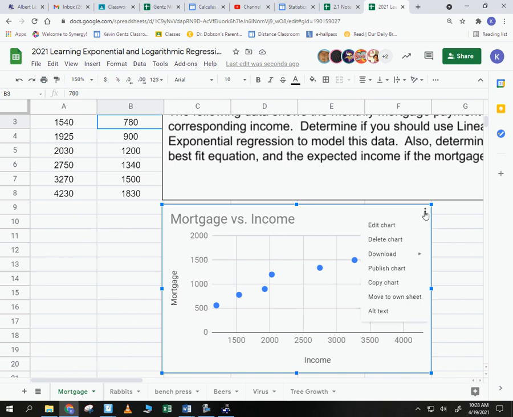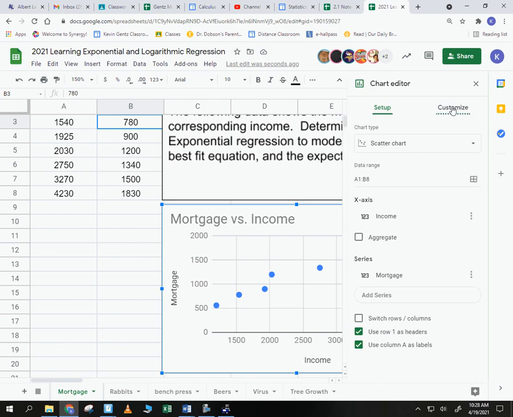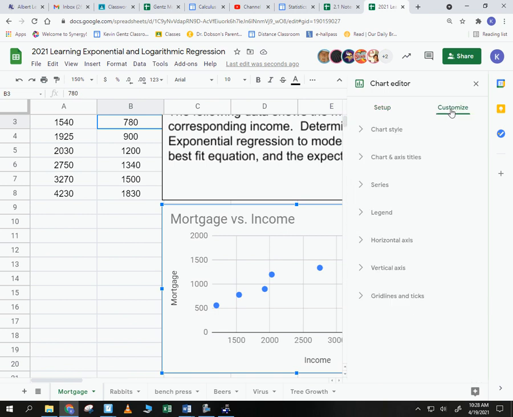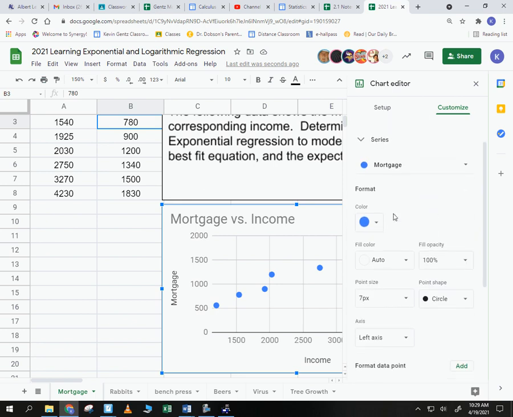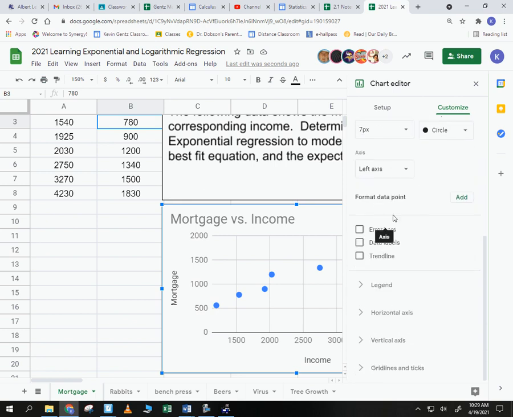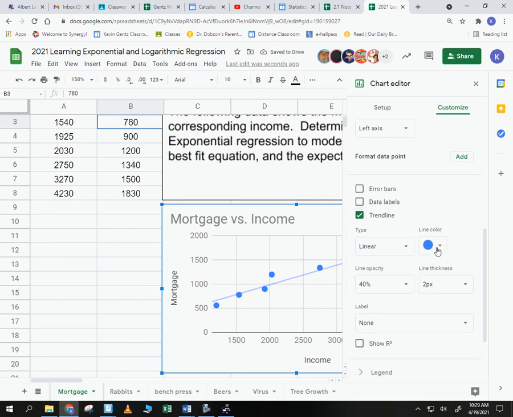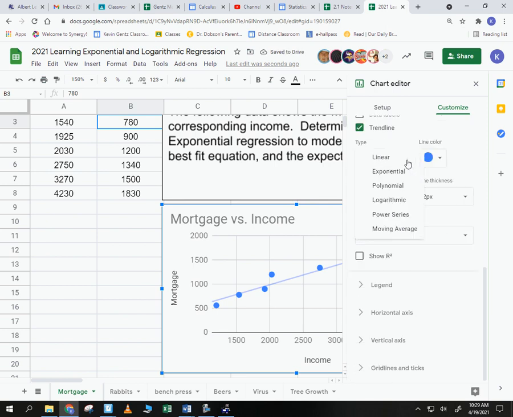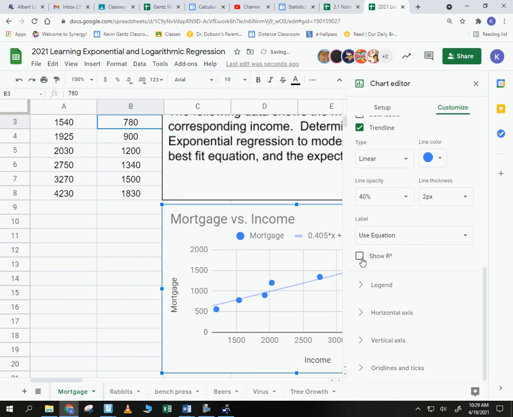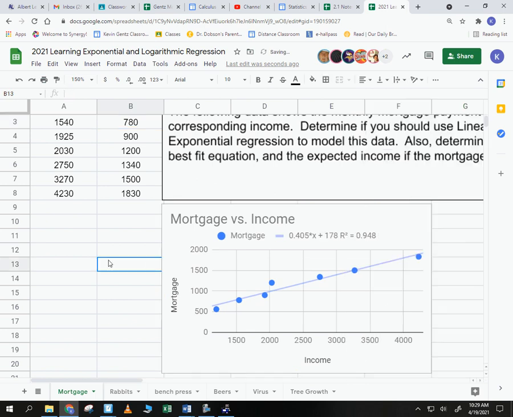We click here, and we go to Edit Chart. Customize. Do you remember where I go from Customize? I go to my series, and I go down to a trend line. Trend line fits on there, and then remember type. This is where we're going to change today. Linear, exponential, logarithmic. We are grabbing linear. Label, yes, we will use an equation, and we will show the R squared value.